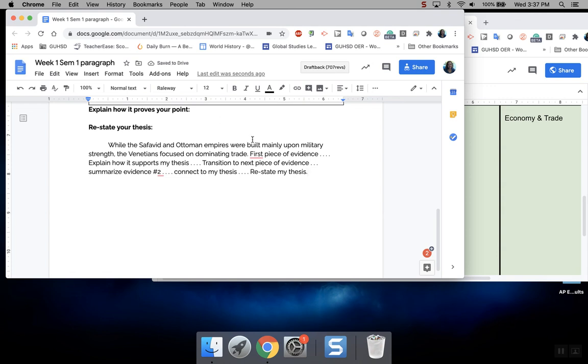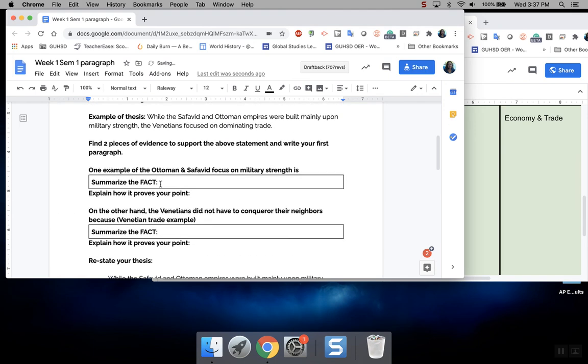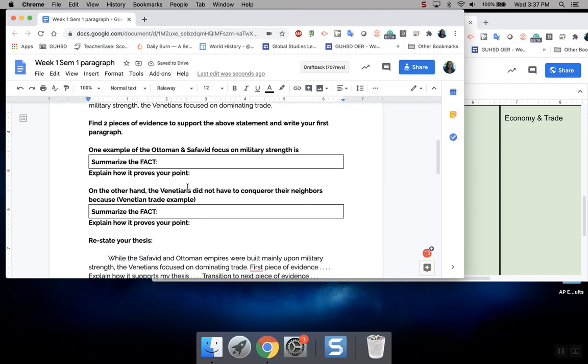So this is the setup. It's very basic, but you're talking about 6 to 8 sentences to complete this whole thing. And look, I've given you some examples of transitions. I said, on the other hand, the Venetians did not have to conquer their neighbors because, and I'm going to give you an example there, or I say one example, the Ottoman and Safavids' focus on military strength is. So again, I've given you this idea that we call lead-ins to your piece of evidence.